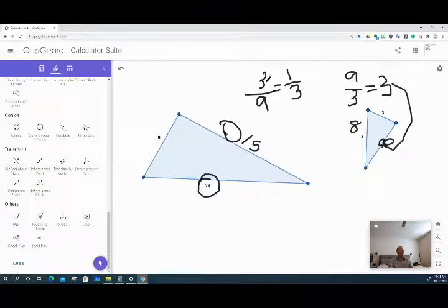So using ratios is how I determine missing side lengths. In this case, I happened to use a ratio of 1/3 when I went from the bigger one to the smaller one, finding a side in the small one. And when I went from the small one, trying to find the side in the big one, I used 3.